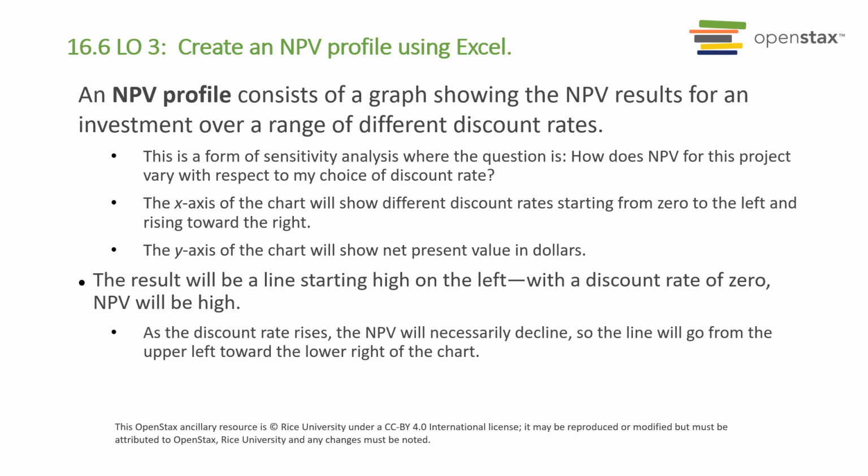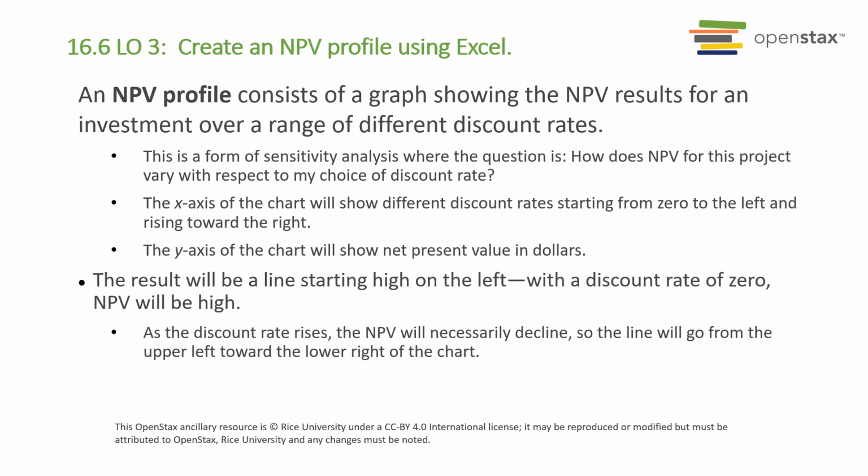An NPV profile consists of a graph showing the NPV results for an investment over a range of different discount rates. This is a form of sensitivity analysis that shows how the NPV for the project varies with respect to the discount rate. The x-axis of the chart will show different discount rates ranging from 0 at the origin to the left and rising to the right. The y-axis of the chart will show net present value in dollars.